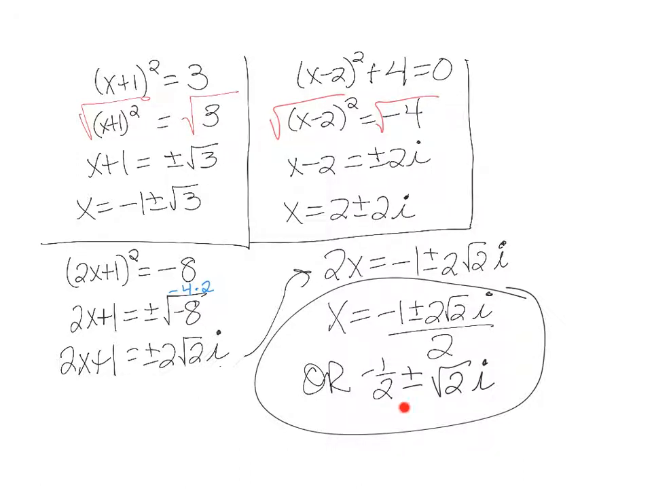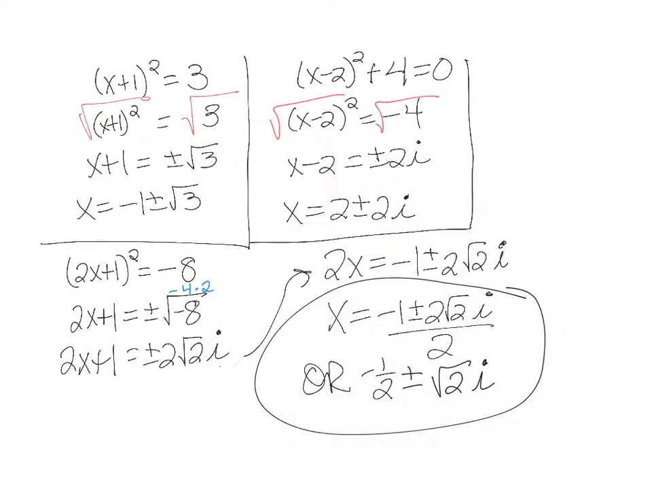Or you can put it in standard form, which means the negative 1 is divided by the 2 right here, and this 2 square roots of 2 gets divided by 2, which leaves me with just plain old root 2 and the i. Okay, guys, go for it.